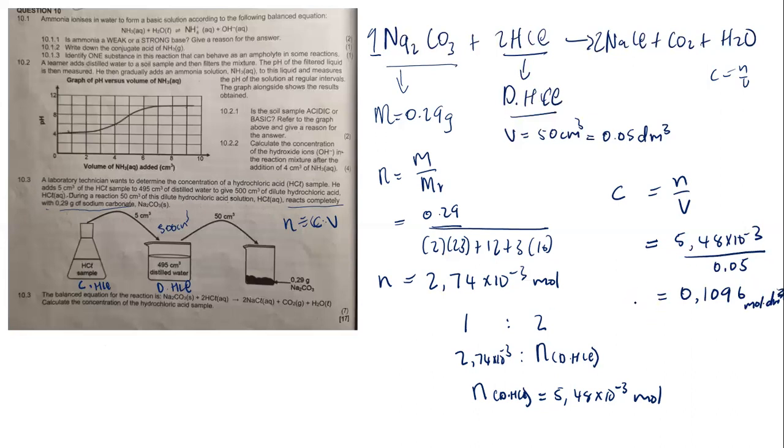But remember, which concentration? The concentration of this diluted acid in this case, right? But remember, the concentration of 50 cubic centimeters is not the same as the concentration of 500 cubic centimeters. So this is what I'm going to do. I'm going to determine the concentration here so that I can know my number of moles, because I know the volume already, right? But now how am I going to do that? I'm going to determine the number of moles.